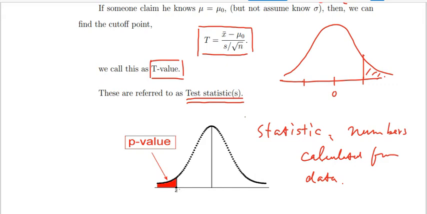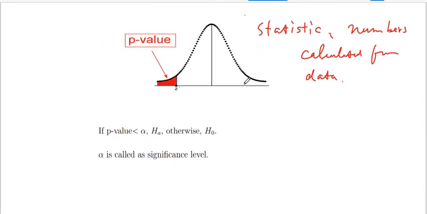So the p-value is like that: if the cutoff point is here, this is the p-value, or sometimes this is the p-value, and this is 0. If the p-value is very small, then we can reject. We can believe the difference is huge. The p-value is small.